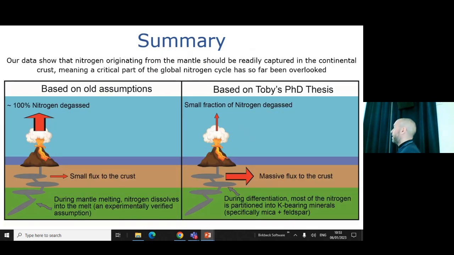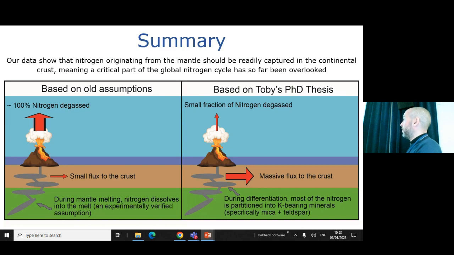And so what we think is happening now, when we started Toby's PhD, the assumptions were that when nitrogen is present in a magma chamber and there's a volcano above the magma plumbing system, and it's degassing, that most of the nitrogen will be going into the atmosphere, and a tiny amount will be stored in the crust. After Toby's thesis, we now think that a significant flux of nitrogen, as long as you're below saturation, will be stored in plutons as they crystallize with K-bearing phases.